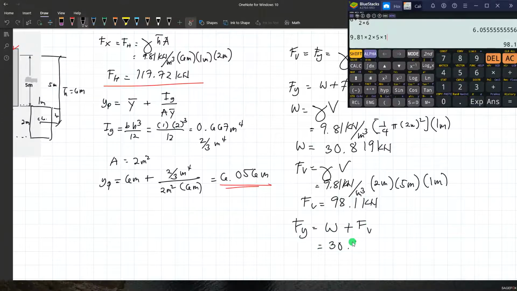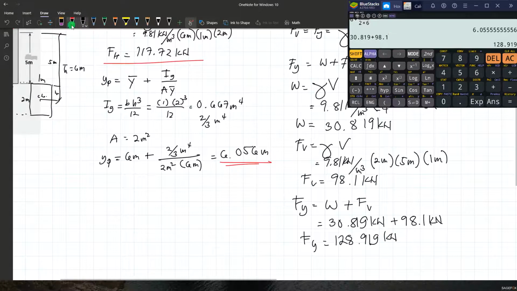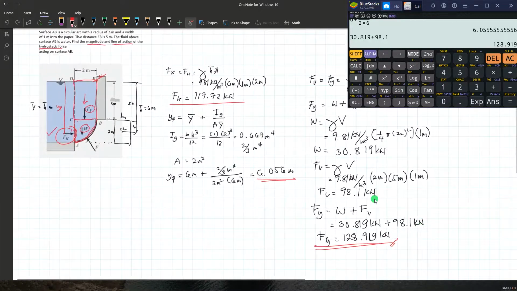So the total vertical force, say Fy, is equal to W plus Fv. So 30.819 kilonewtons plus 98.1 kilonewtons is equal to 128.919 kilonewtons. So this is the answer.